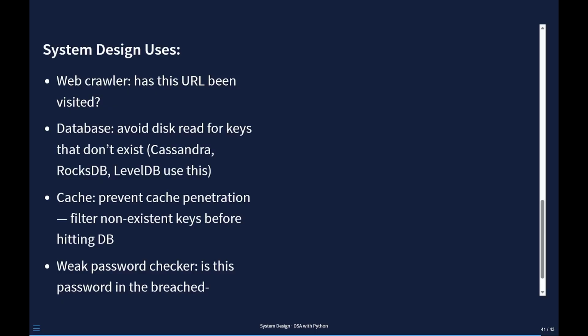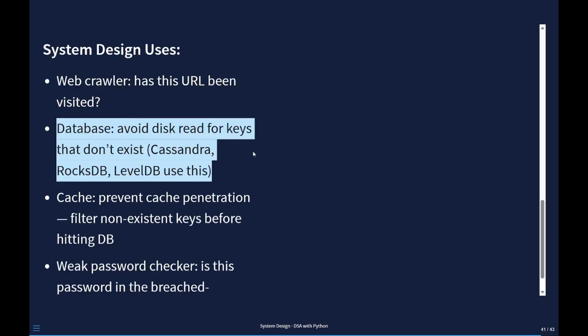The memory required to track a billion URLs this way is tiny compared to storing them all. Cassandra and RocksDB use Bloom filters at the SSTable level. Before doing an expensive disk read to check if a key exists in an SSTable, check the Bloom filter. If the key is definitely not there, skip the disk read entirely. This enormously reduces read amplification.